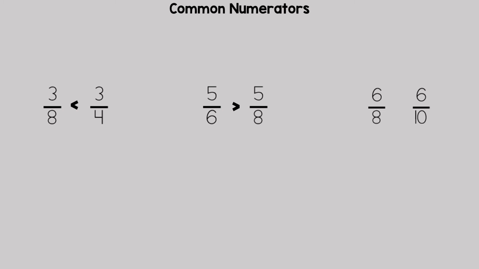We can also look at common numerators. With this, we have to think about the size of the pieces. So if there are 3/8 and 3/4, we know that 3/4 is 1 away from a whole, so 3/4 would be greater than 3/8. 5/6 and 5/8, again, let's think about the size of the pieces. 5/6 is closer to the whole than 5/8, so 5/6 would be greater than 5/8. And 6/8 and 6/10, again, the size of the pieces, 6/8 would be greater than 6/10.